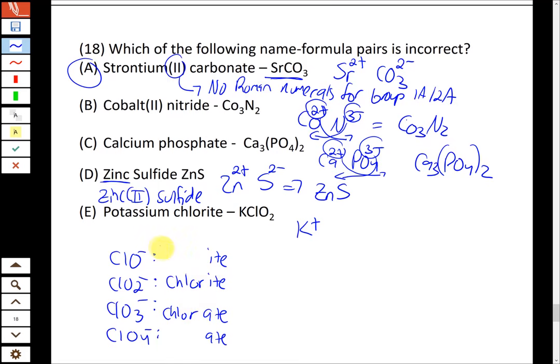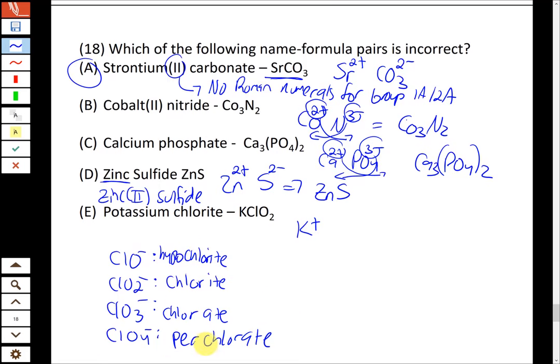And then if you have ClO-, you need a prefix hypo, which tells you it has even less oxygen, so hypochlorite. And then this one, I didn't give myself enough room, is going to be perchlorate. So there is a little bit of a pattern to it. You just have to remember that more oxygen atoms is -ate, fewer oxygen atoms is -ite, and then these ones also need prefixes to distinguish the two from each other in each series.